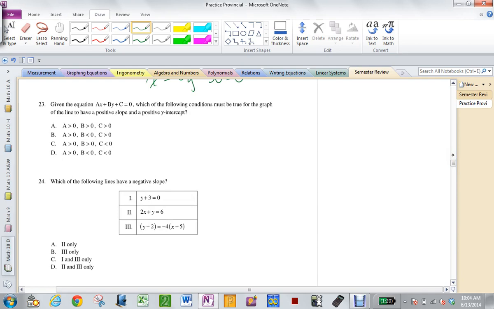Given that equation, what must be true for the graph to have a positive slope and a positive y-intercept? So if I turn AX plus BY plus C into slope-intercept form, I would get BY equals negative AX minus C, wouldn't I? But I don't want a negative and a negative. I want a positive and a positive. So that means this would have had to start negative, and this would have had to start negative. Then they could become positive.